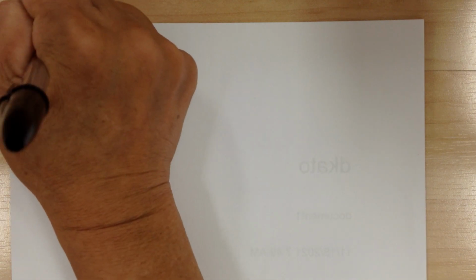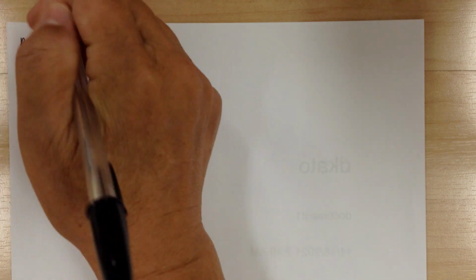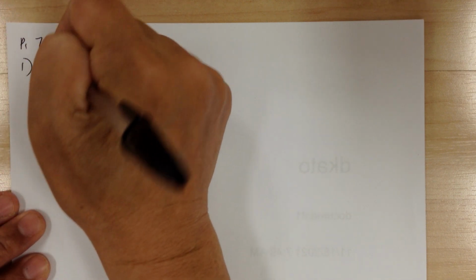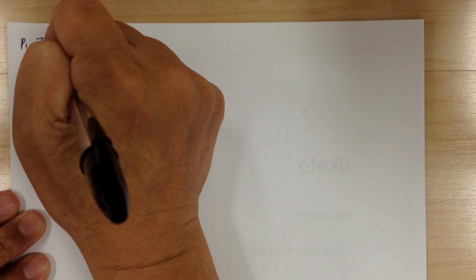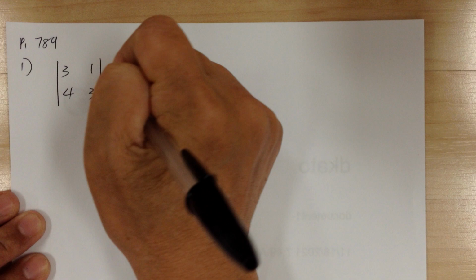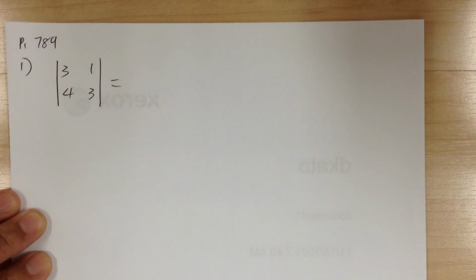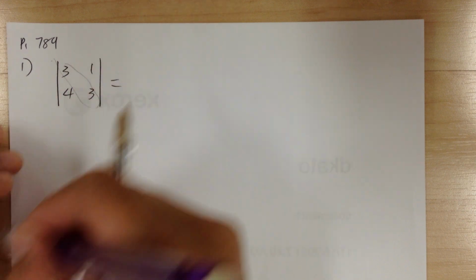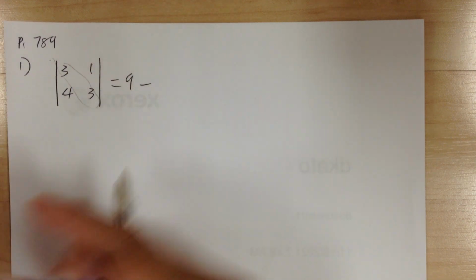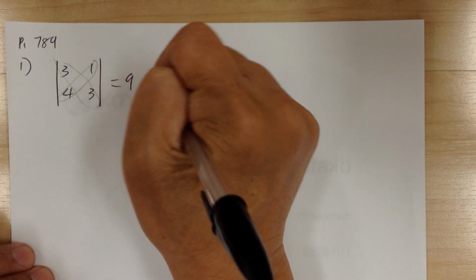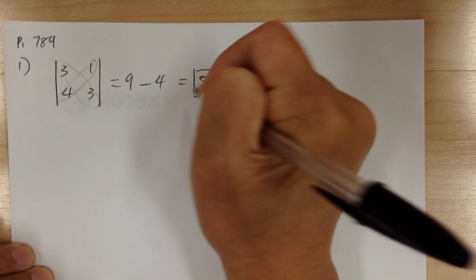Let's go to page 789. Start with number 1. You want to evaluate the determinant. So 3, 4, 1, 3. Okay, so this again, what you do is do the diagonal. So go diagonal this way. So it's equal to 9 minus. Remember, the opposite direction minus, right? 4, and so equal to 5.